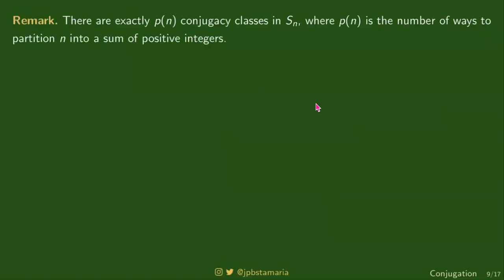In general, there are P of n conjugacy classes in S of n where P of n is the number of ways to partition n into a sum of positive integers. Di ba? Alam natin yan yun. The question is, how many ways can we partition an integer into a sum of positive integers? Is there a way to count?